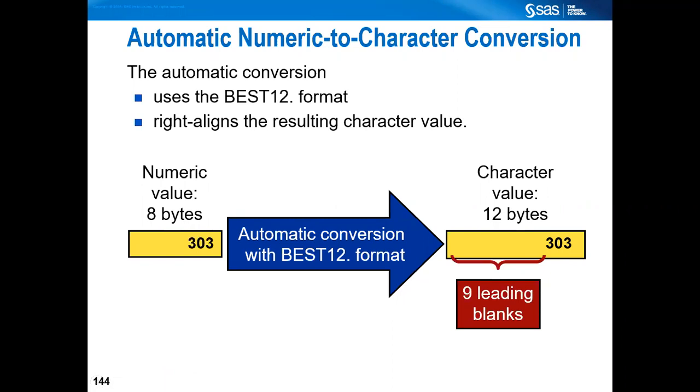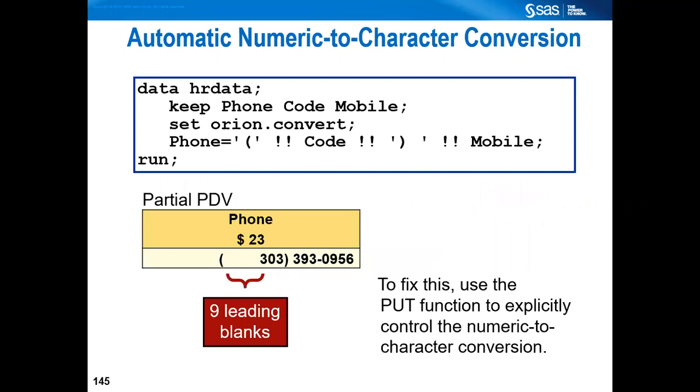But why is it right aligned? Because the numeric is also converted to a character value. Okay, so the character value is going to show you as a right aligned value, and it shows leading spaces on the left side as blanks. So it right aligns the resulting character value. See this? Got it? Moving ahead.